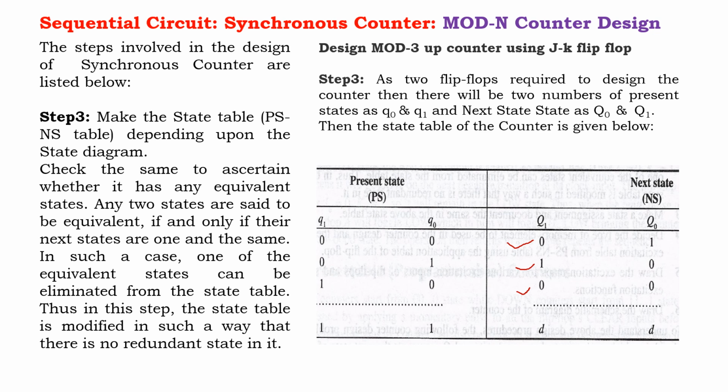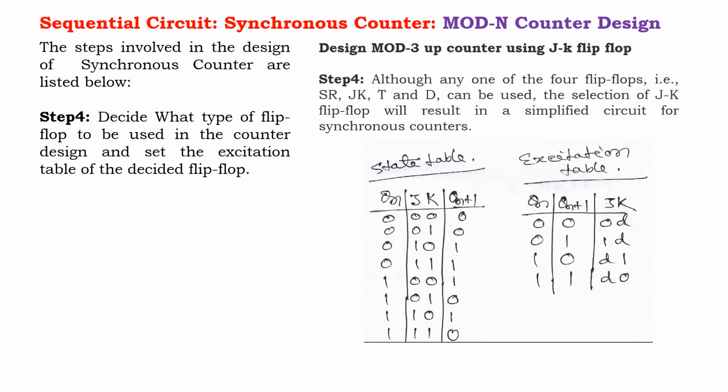So from this, step 3 is here. Step 4 is the mapping: decide what type of flip-flop is to be used in the counter design and set the excitation table of the flip-flop. Although any of the 4 flip-flops can be used, the selection of the JK flip-flop will result in a simplified circuit for the synchronous counters due to its toggling operation.